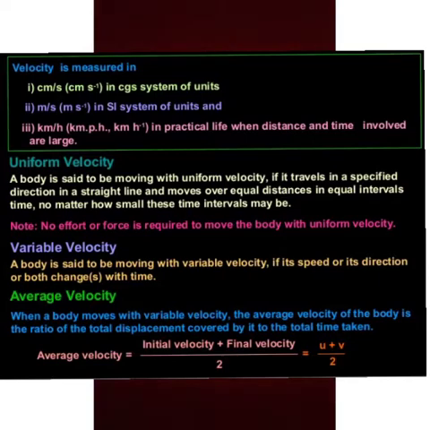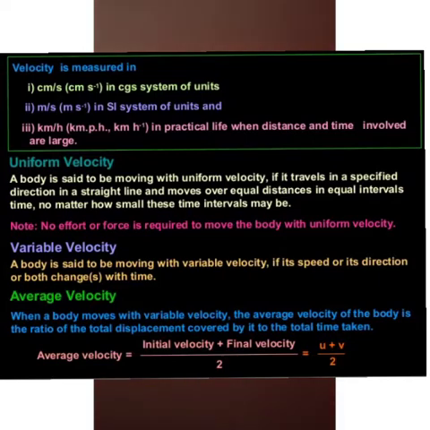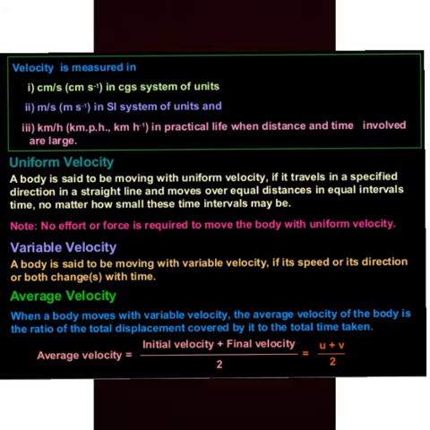Now what is uniform velocity? If an object covers equal distances in equal intervals of time in a given direction, it is said to have uniform velocity. And what is variable velocity? A body is said to be moving with variable velocity if its speed or its direction or both change with time. Now average velocity is the ratio of the total displacement covered by a body to the total time taken.